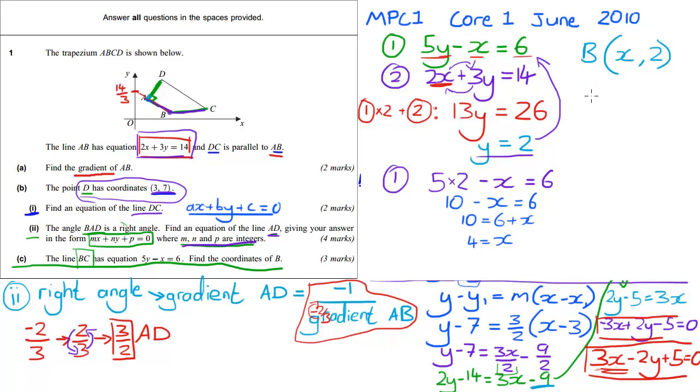So then we have our coordinates for B, 4, 2. And that is all the questions in number 1.